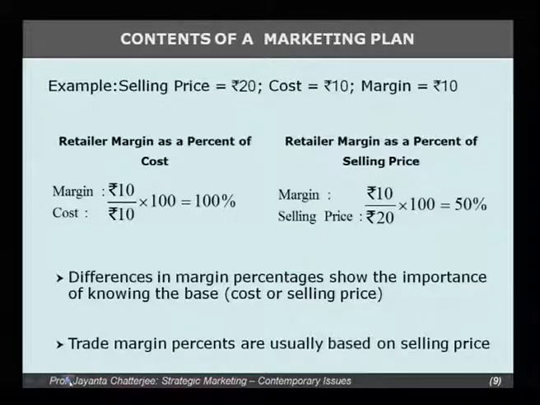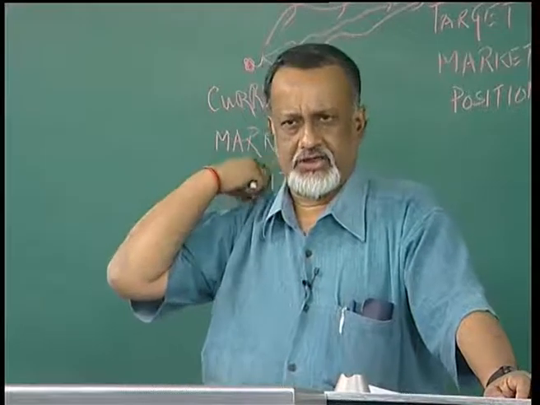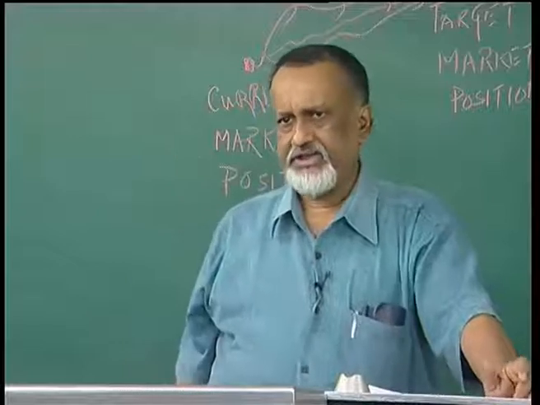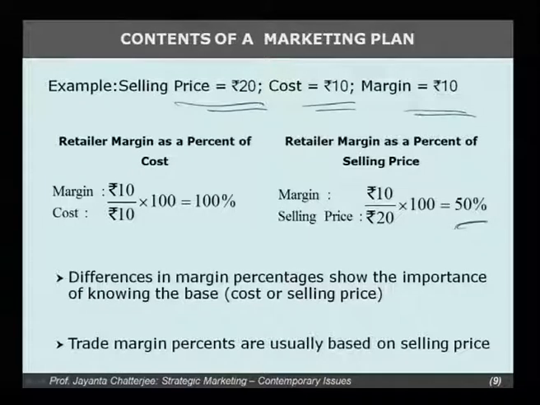Here you see that if the margin is 10, that means your selling price is 20, your cost is 10, your margin is 10. Then the margin is 10% of the cost and 50% of the selling price. Some of these concepts should be absolutely clear. They look very simple, but we can get quite confused when we look at some of the financial reports that marketing managers often need to analyze. Trade margin, on the other hand, is often based on selling price. So, let us look at that.